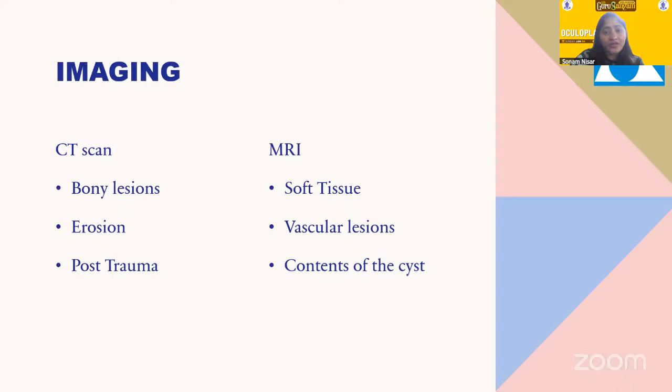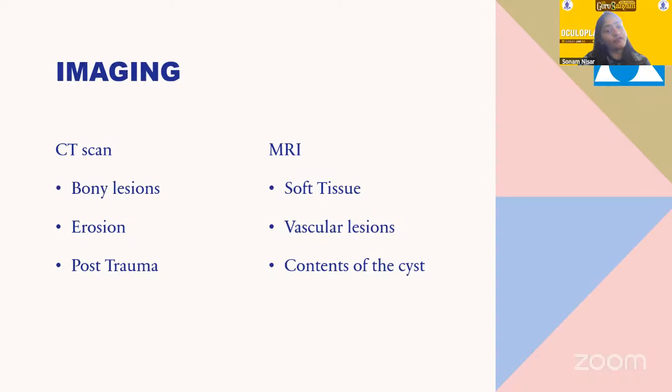Now, imaging is just an adjunct for us. And as postgraduates, there's always a dilemma when to advise a CT scan versus an MRI. As we know, CT scan mainly gives a fantastic idea on your bony lesions, whether there is any associated erosion, orbital fractures, like in post-trauma, or if there is a subperiosteal hematoma. So these are the conditions where you can advise a CT scan.